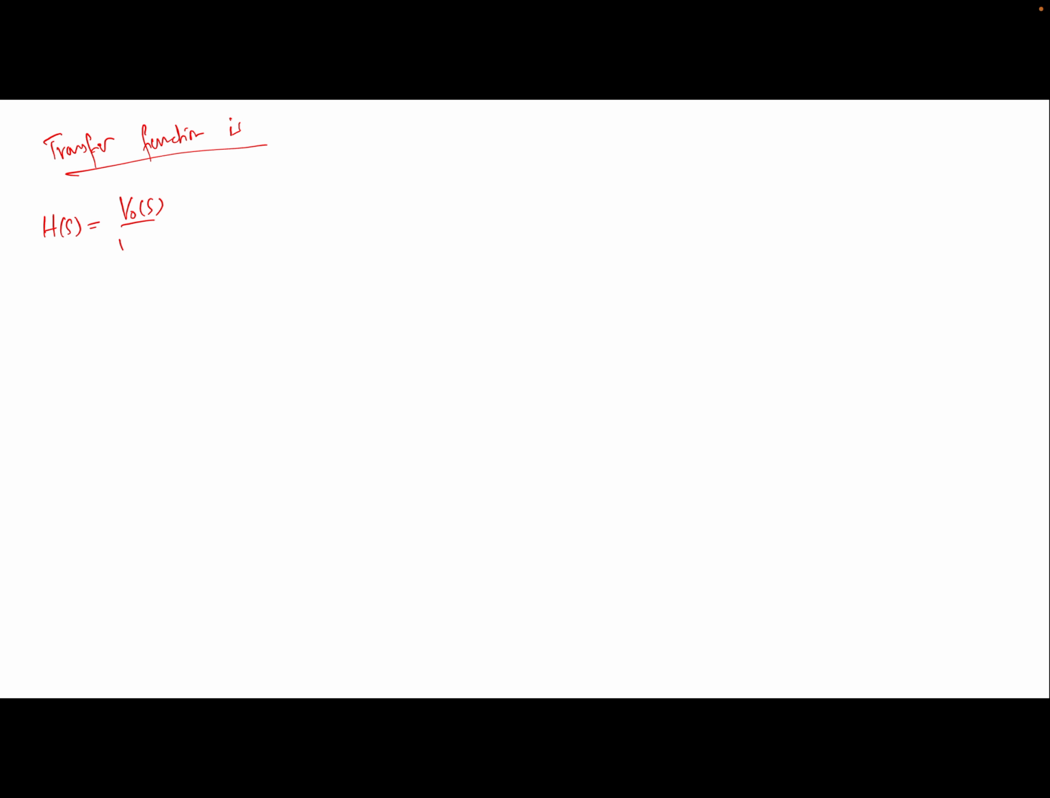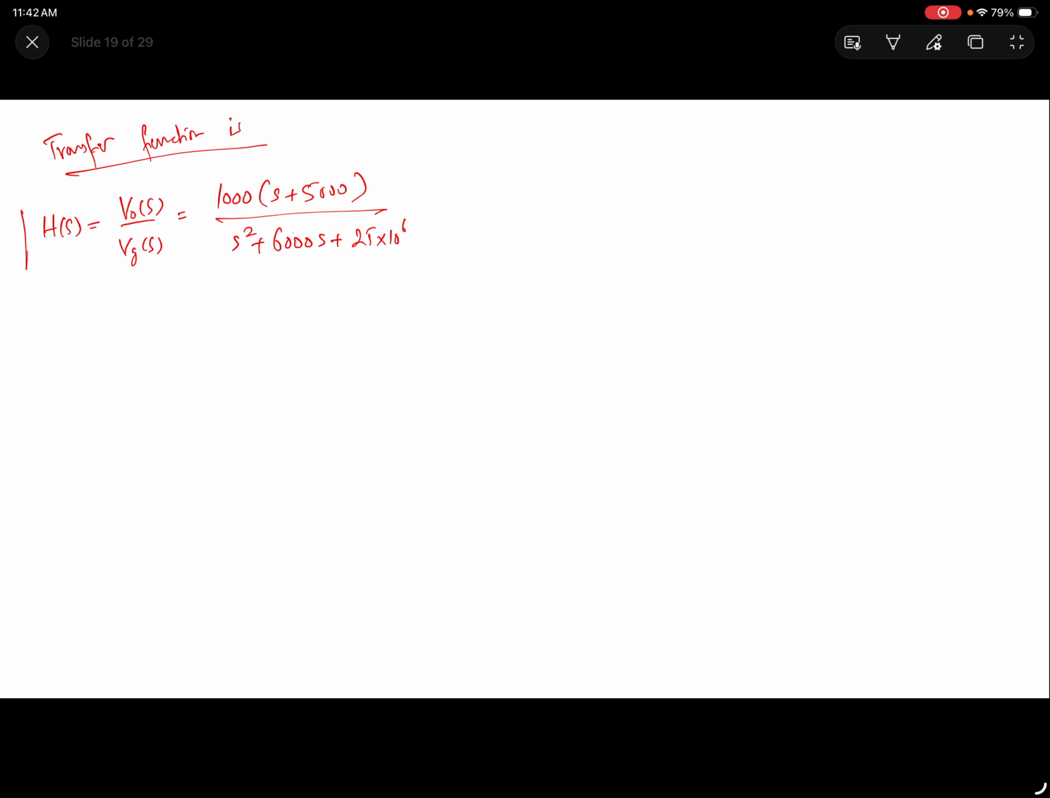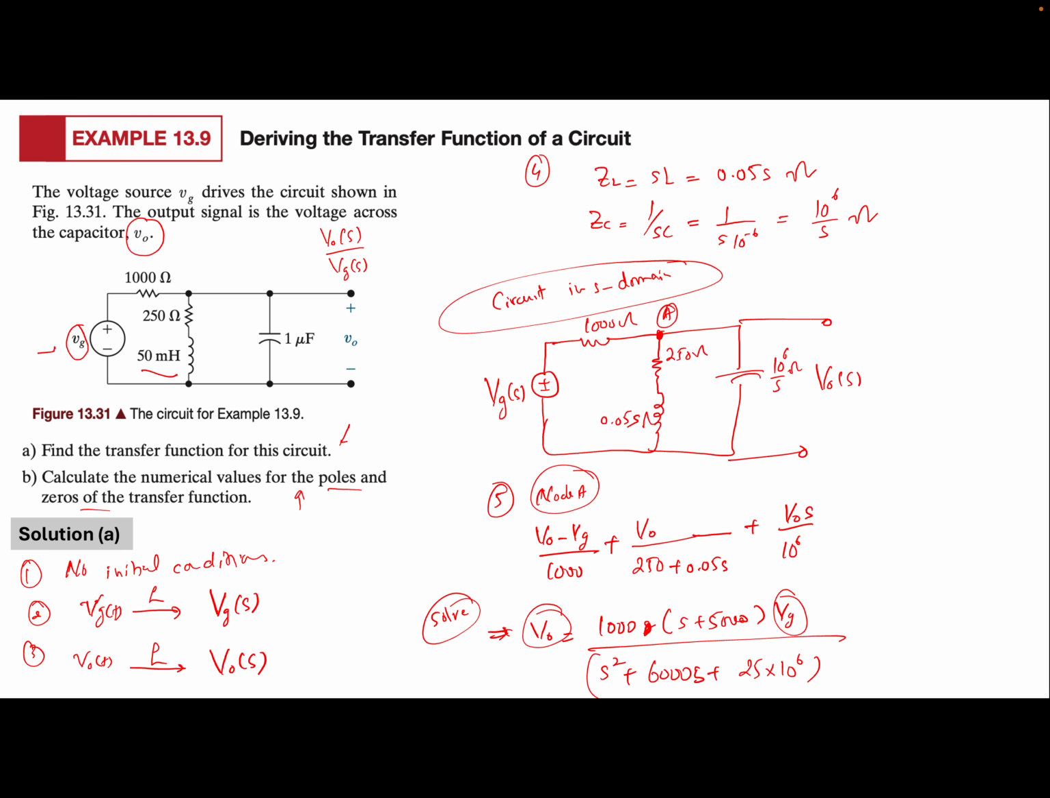So the transfer function, V naught of S over VG of S, should come out to be 1000 times (S plus 5000) over S squared plus 6000 S plus 25 times 10 to the power 6. Okay, so here's the transfer function. The A part asks for the transfer function. Let's find the B part.